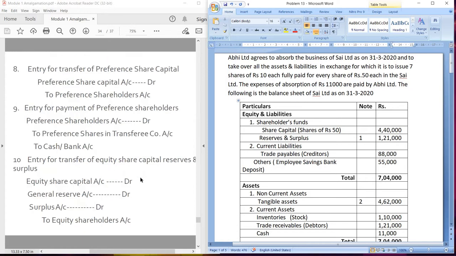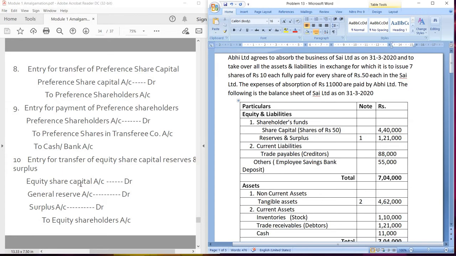Okay. Next, entry for transfer of preference share capital. No information regarding preference share capital is given, so we will not pass this entry. Next is entry for payment of preference shareholders. So no information regarding this is given, so we will not pass this entry as well. Next entry, entry for transfer of equity share capital, reserves and surplus. So they have given us equity share capital and reserves and surplus as well. So we have to pass this entry.